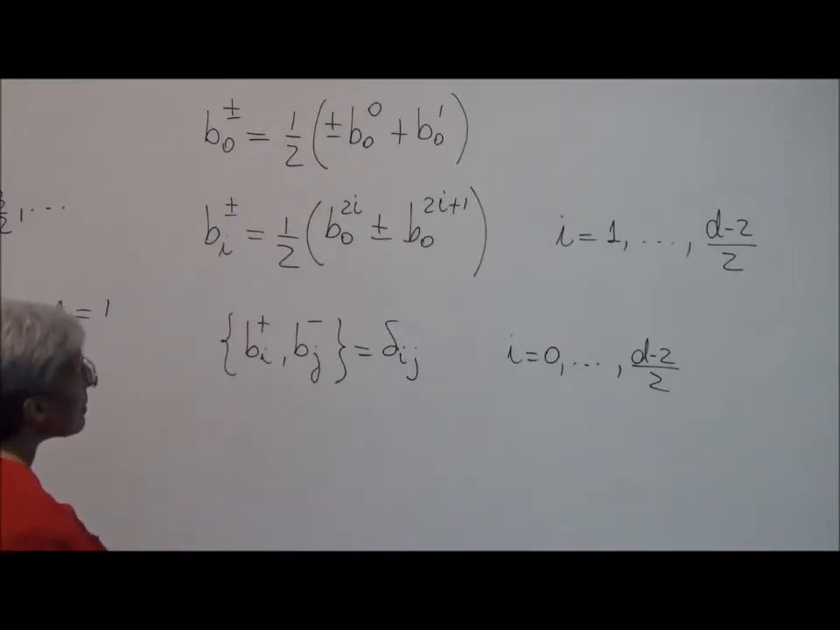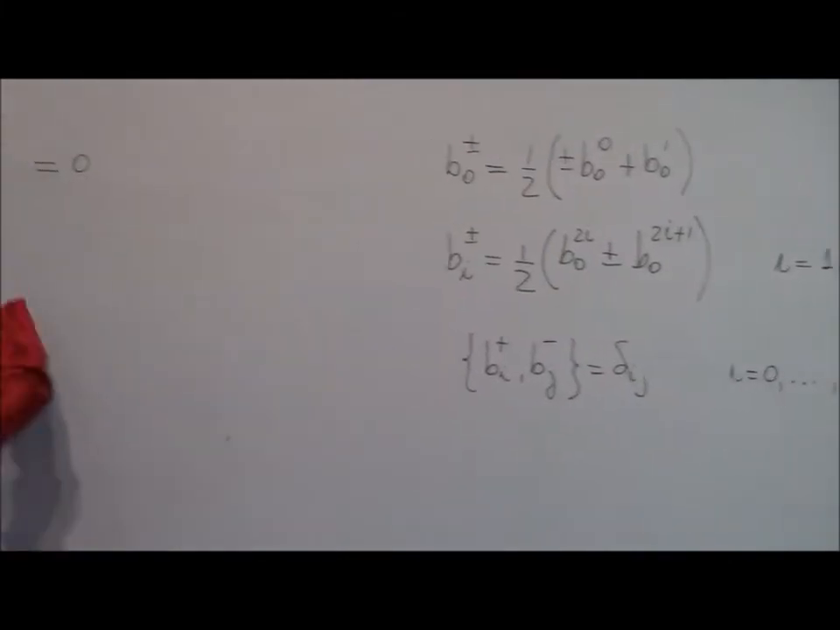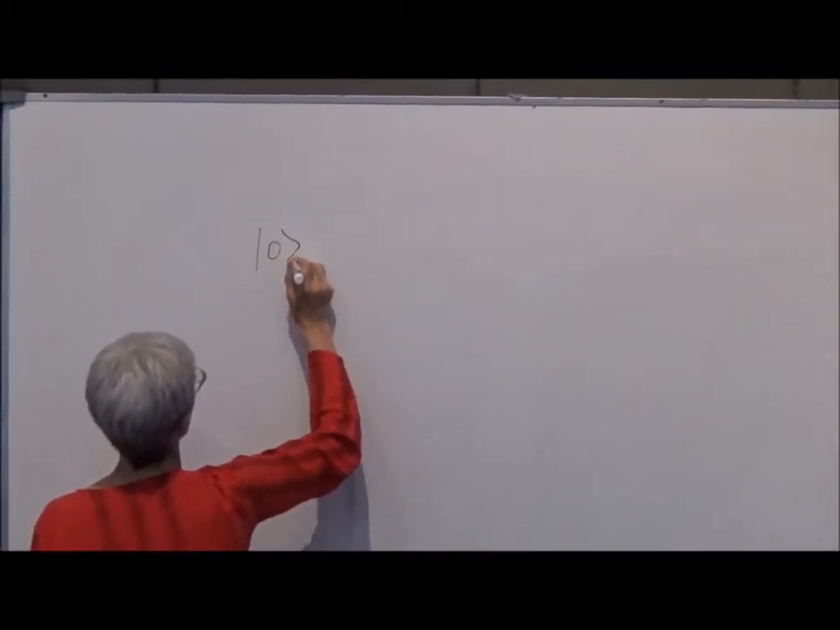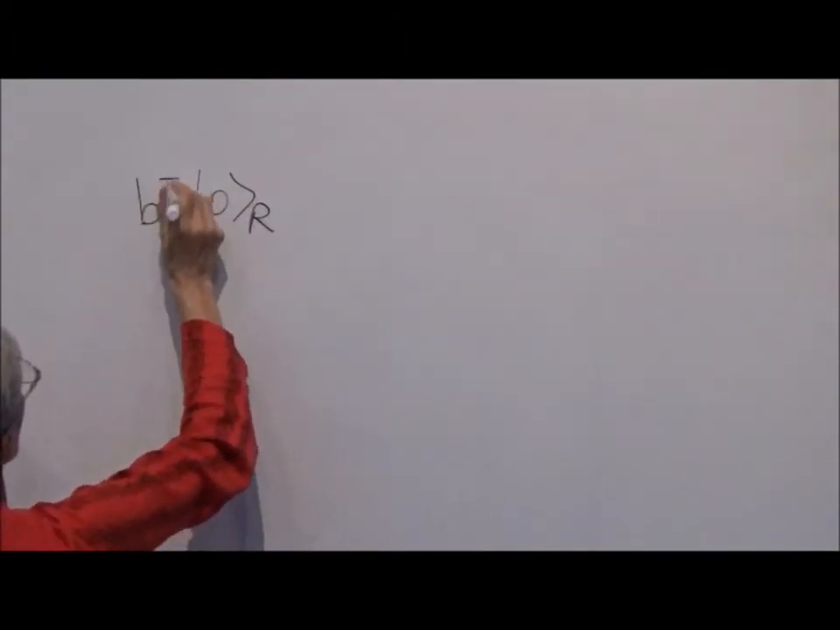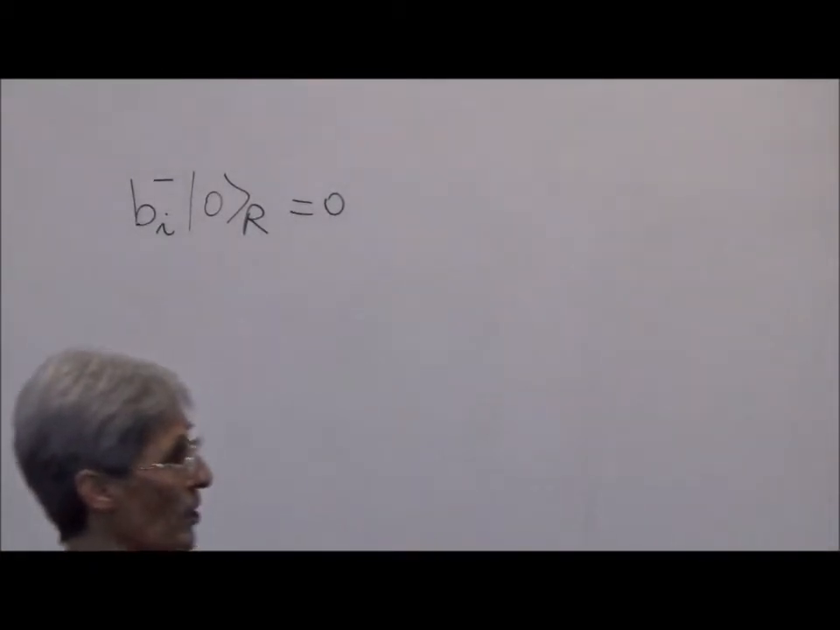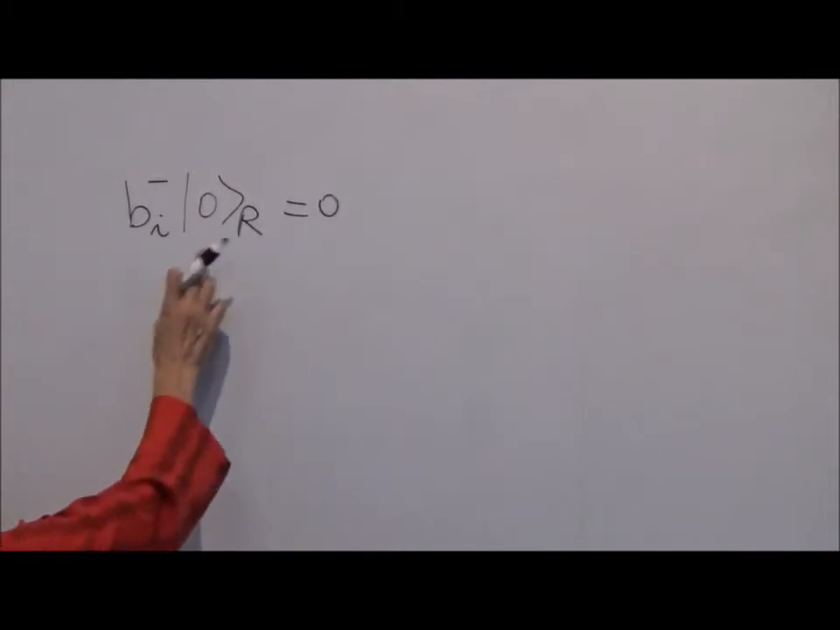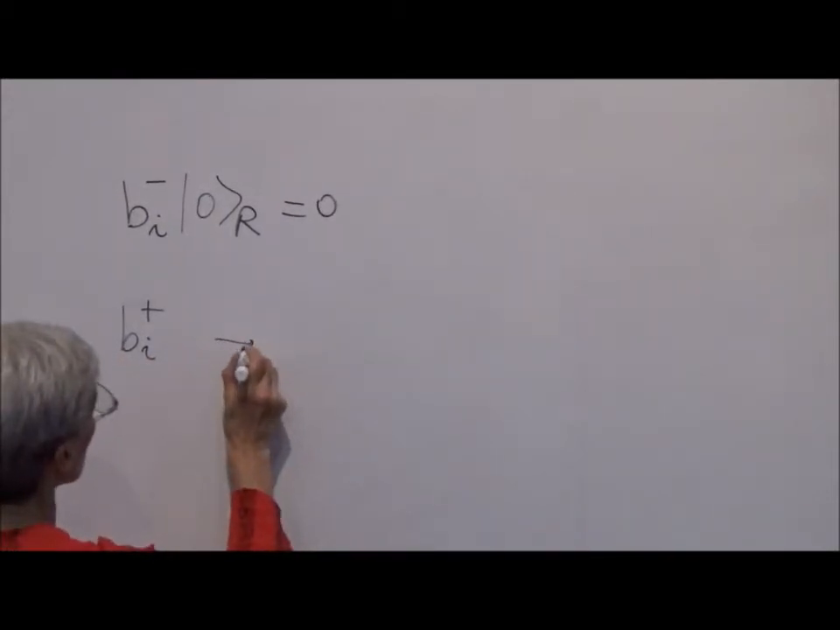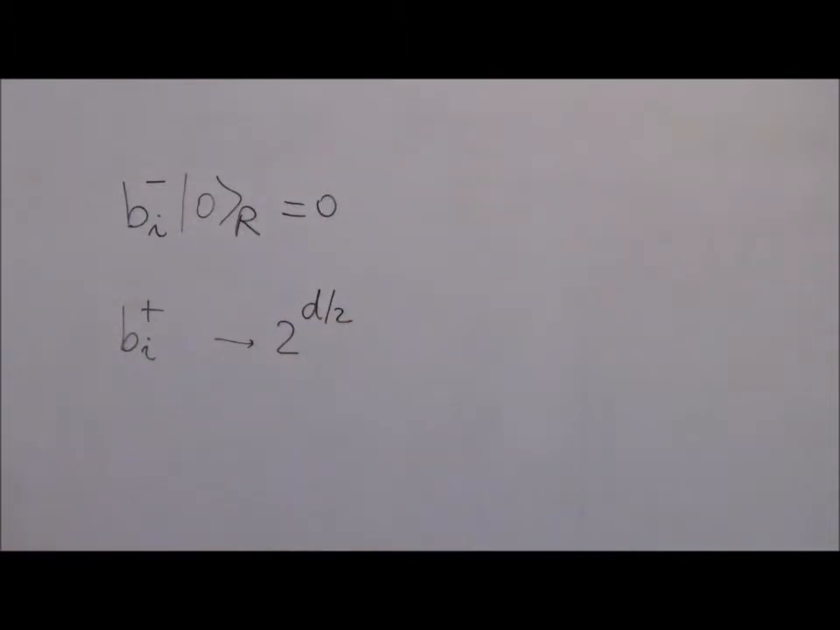So we can define a highest weight state. I can define a zero weight state, a state which is annihilated by all the B minus operators. So I start with a state which is annihilated by all B minus operators, and then I can construct a representation acting with the B_i plus. On this state, which is annihilated by all B_i minus, I act with the B_i plus. And then this gives a representation which has 2 to the d over 2 dimensions, okay?